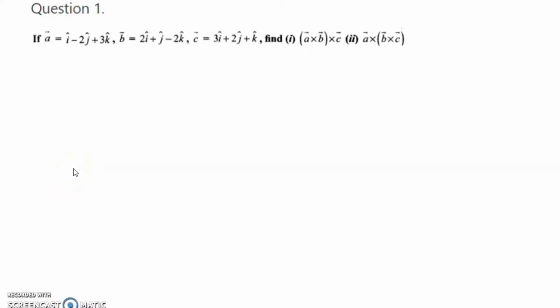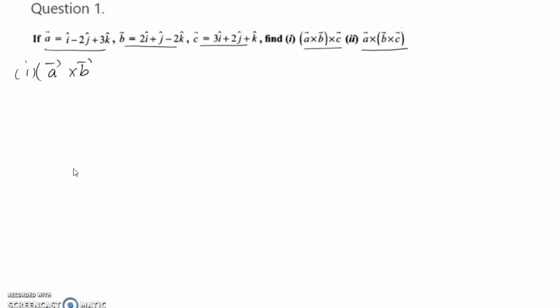Okay, in this problem, you are given three vectors, vector A, vector B, and vector C. And you're asked to find, within bracket, vector A cross product with B, cross product with C, and vector A cross product with B, cross product with C within bracket. So we'll do the first one.